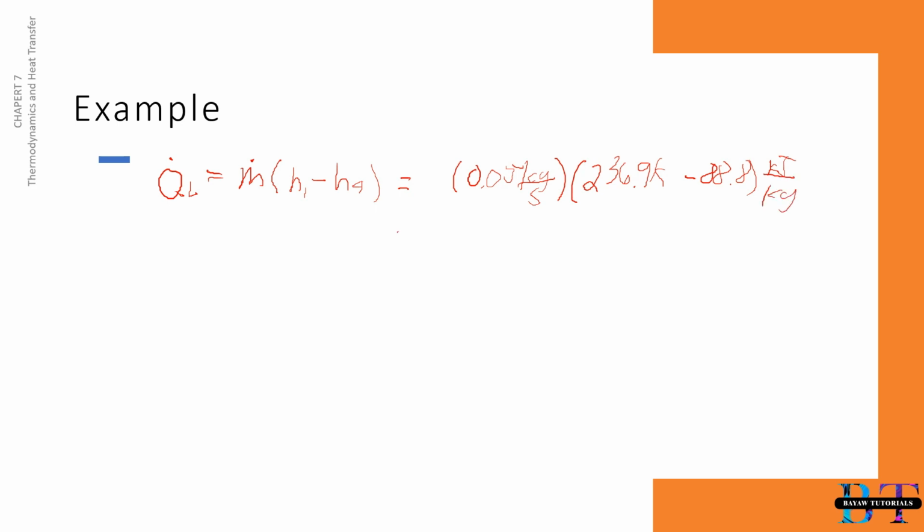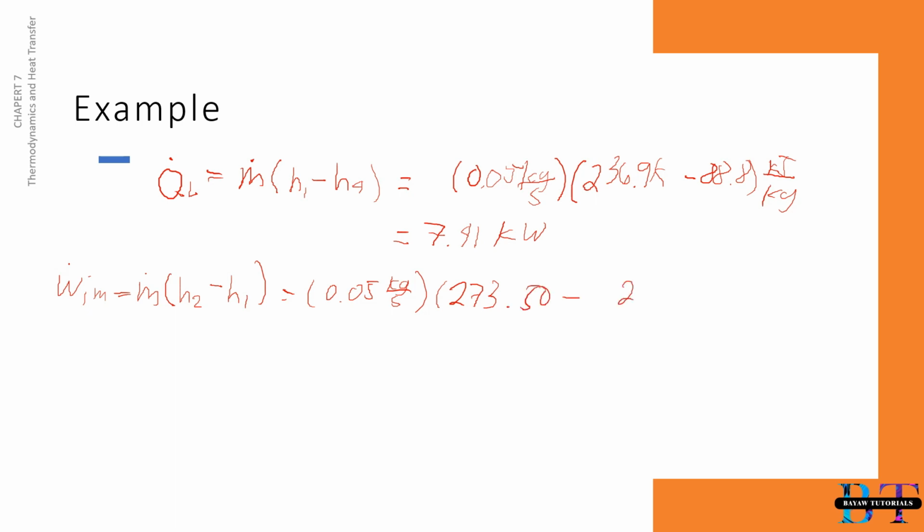So our rate of heat is equal to 7.41 kilowatts, and our work in is equal to mass times enthalpy at state 2 minus enthalpy at state 1. So the same, let's plug in 0.05 kilogram per second times 273.50 minus 236.97 kilojoules per kilogram. So our work in is equal to 1.83 kilowatts.